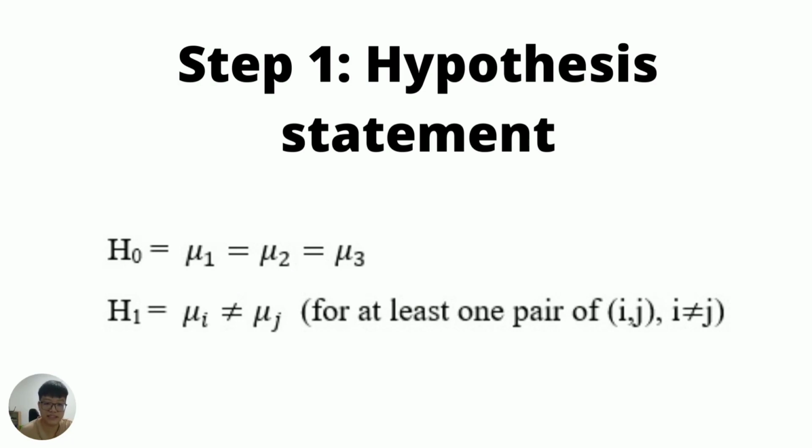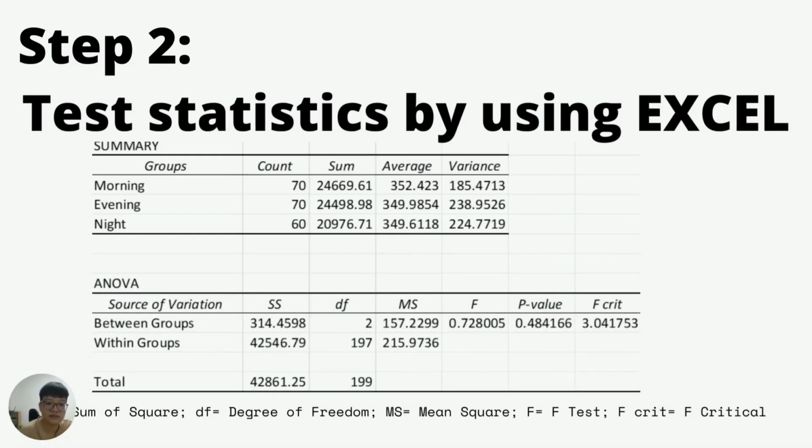Step 1, hypothesis statement. We state H0: mu1 equals mu2 equals mu3, and H1: mu i is not equal to mu j for at least one pair of i, j. Step 2 is the test statistic, using Excel. Here is the output from Excel.